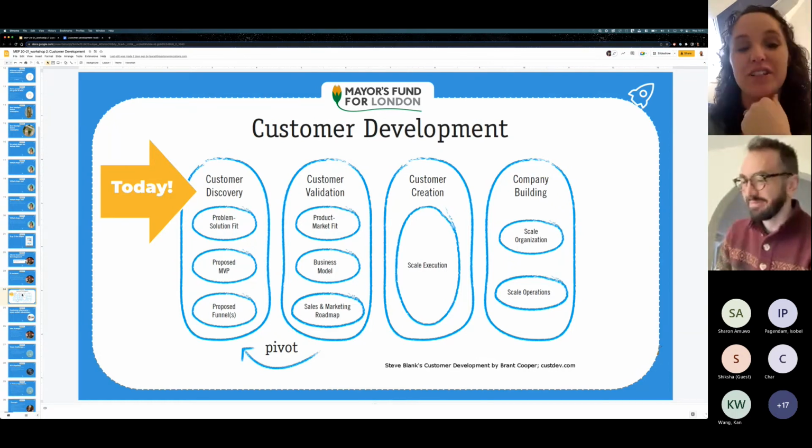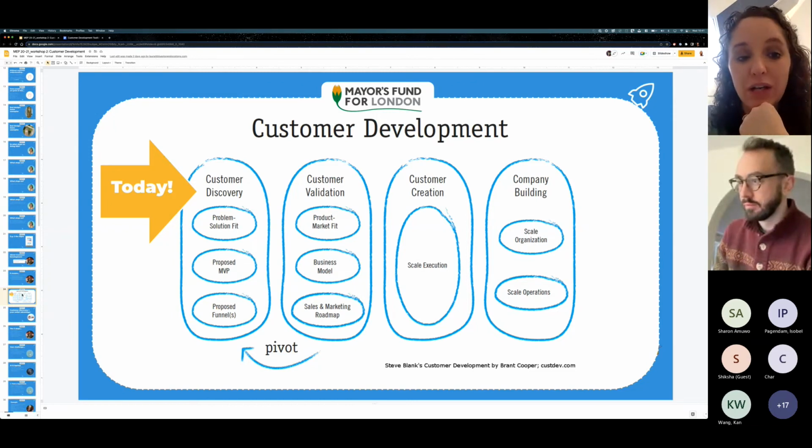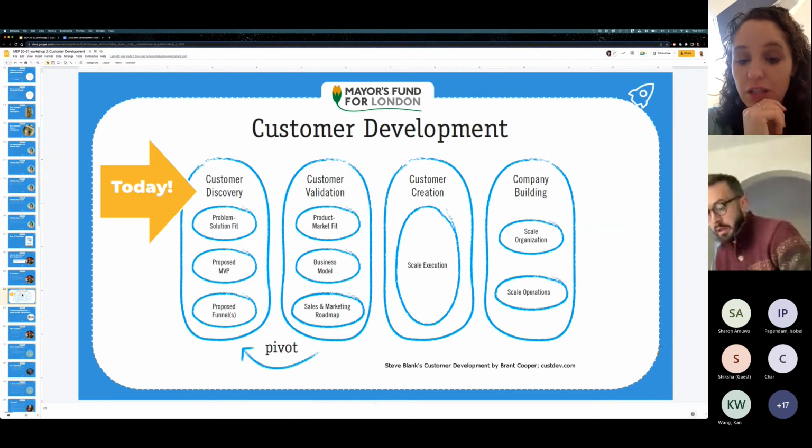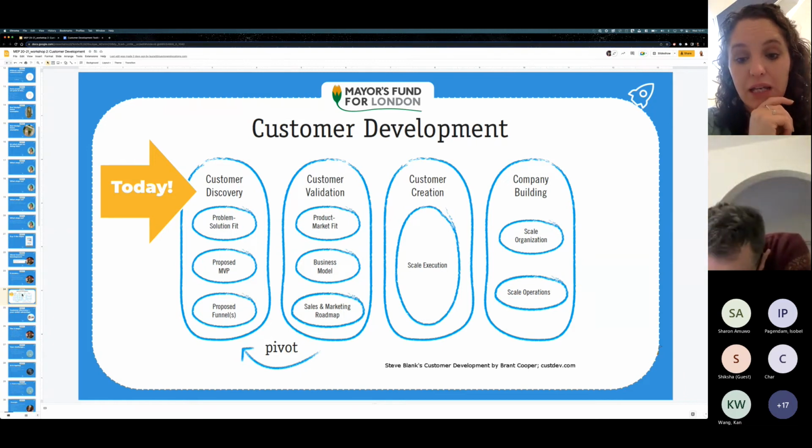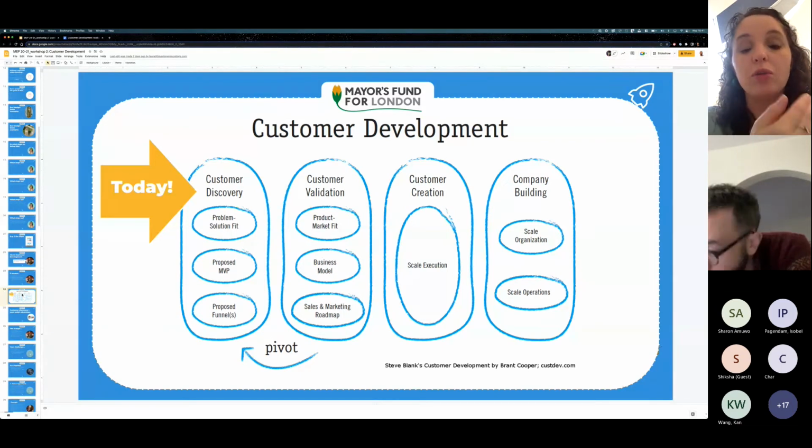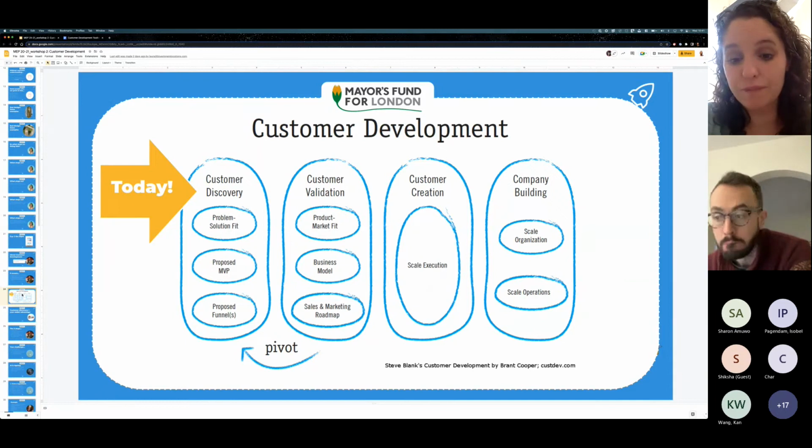So yeah, this very briefly just shows the customer development feedback loop, as it were. So today we're going through customer discovery. We're looking at the problem solution fit. Does it actually fit? The proposed MVP as well. And we'll talk about how to ask the right questions, because the other thing that we want to make very, very clear from today is that you at no point want to be pitching your solution.